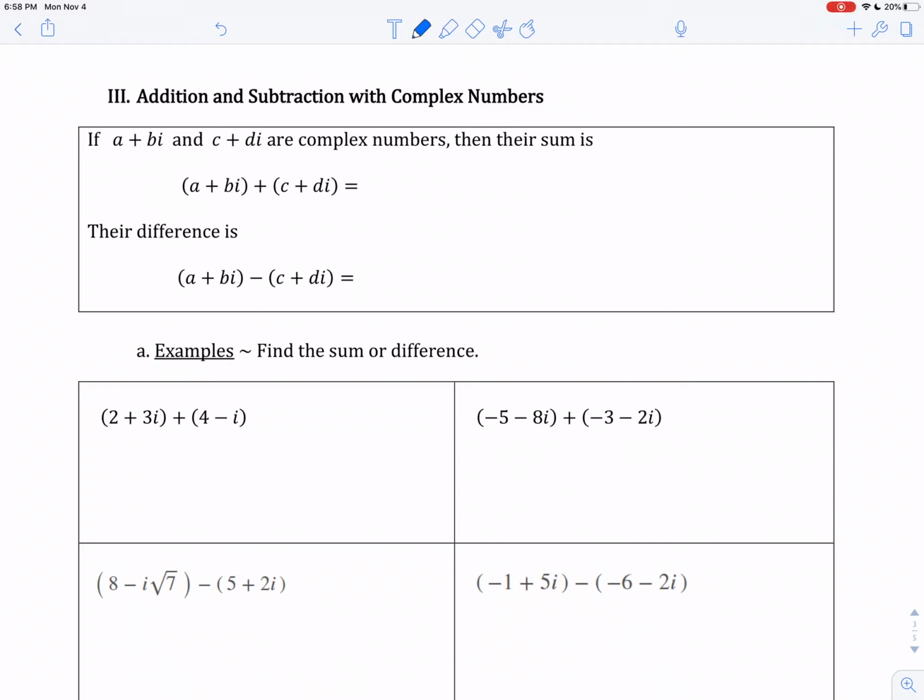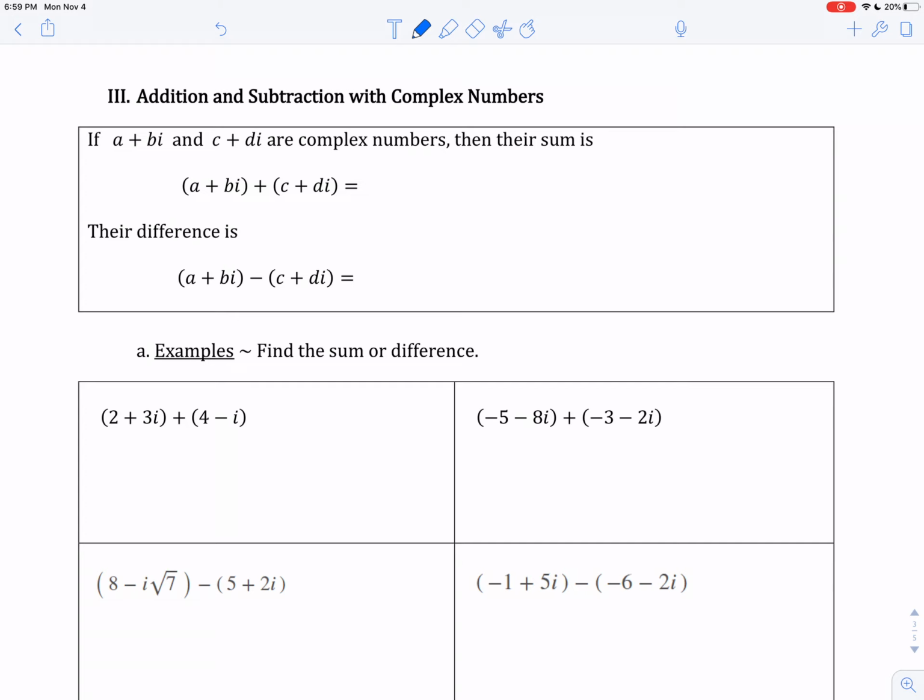Now, the last thing you're going to be doing in section 9.7 with these complex numbers is looking at how to add and subtract. And really, all you have to think about when you go to add or subtract is you basically want to treat the i like it's a variable. It's almost like combining like terms.